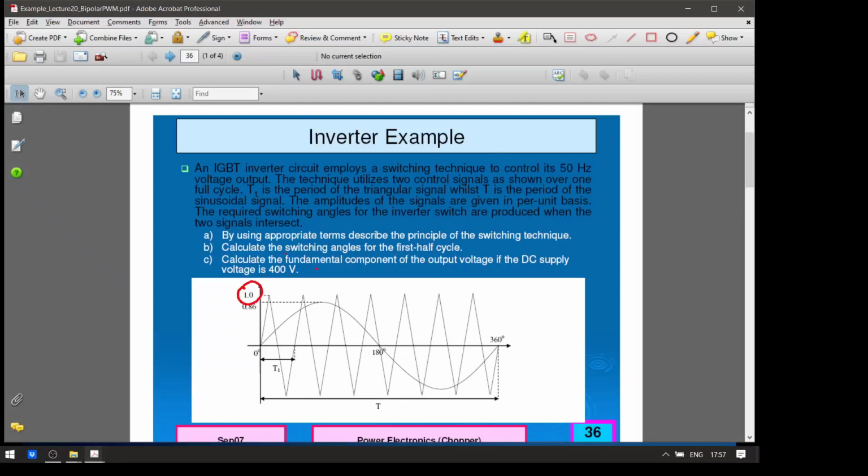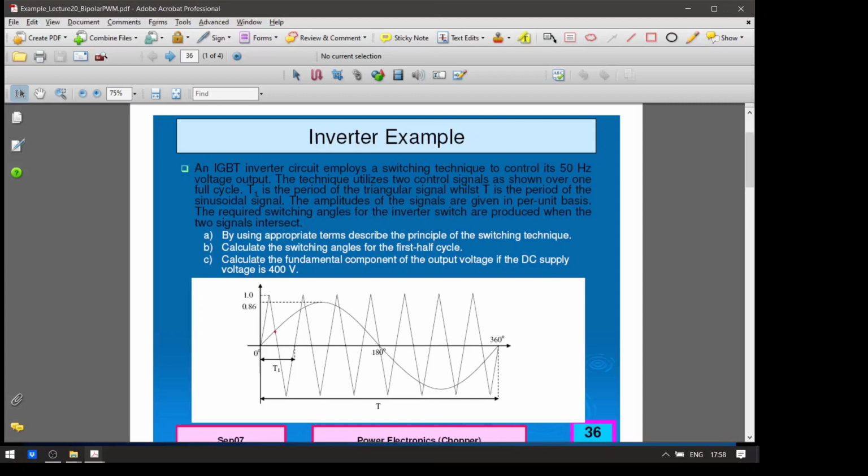It's normalized to per unit basis, so it's 1. And then the modulating signal now has 0.86. So definitely we know that the modulation index MA equals 0.86 divided by 1. Yes, it's 0.86. The required switching angles for the inverter switch are produced when the two signals intersect.